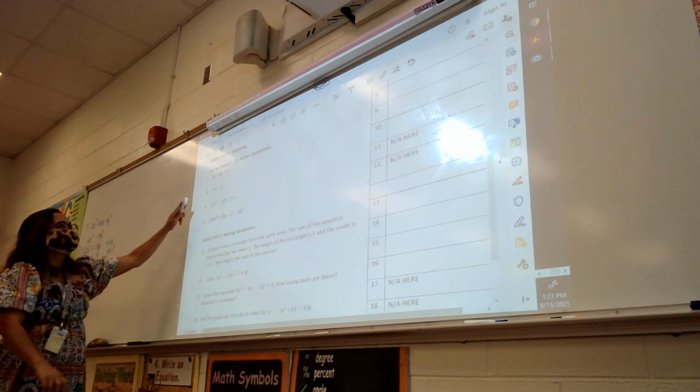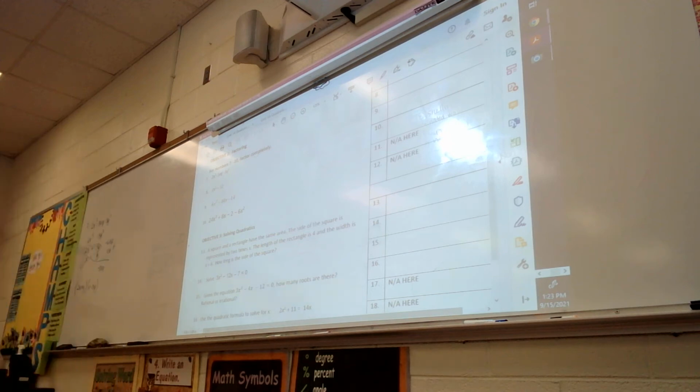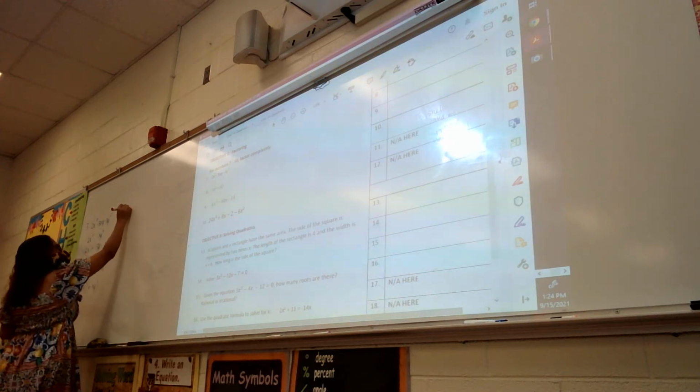Next problem. Number 8. What type of polynomial is that? Binomial. Yes, it is binomial. What type of quadratic, or what method are we going to use? GCF? No. It starts with D. Difference of squares. That is correct, number 8.